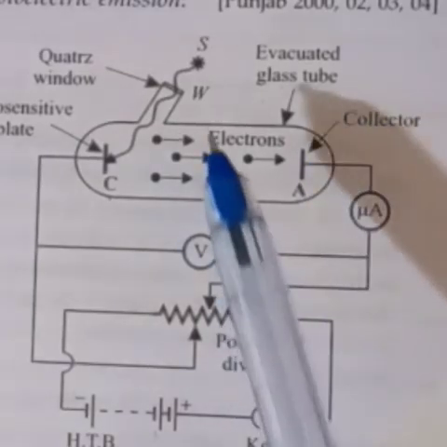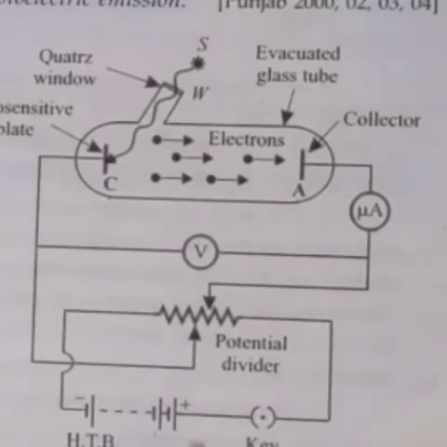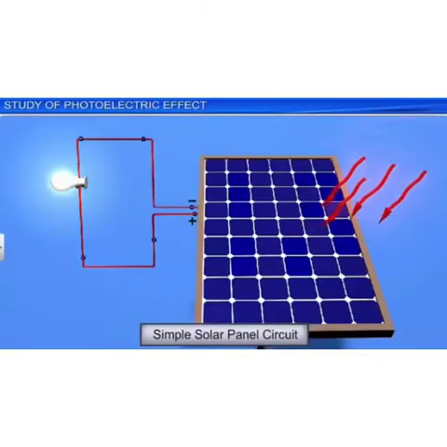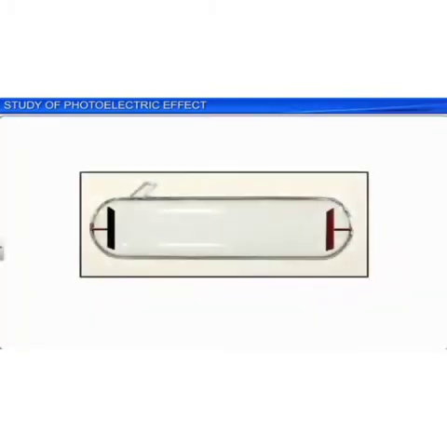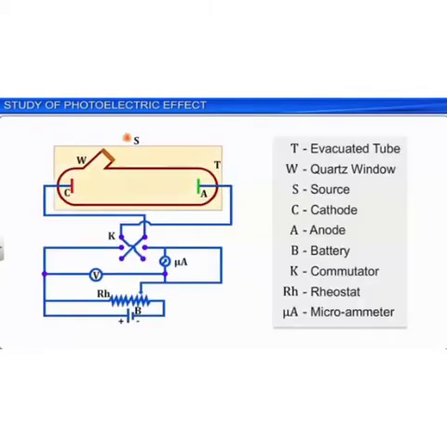The next one is the experimental study of the photoelectric effect. A solar panel can be used to produce electricity, and its working is based on the photoelectric effect. Let's learn about this through an experiment. Using the apparatus shown, let us study the experiment that explains the photoelectric effect. The apparatus consists of an evacuated glass or quartz tube T with a transparent quartz window W that permits radiation to pass through it. S is a source of monochromatic radiation.